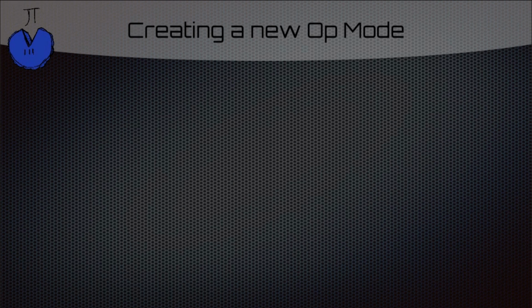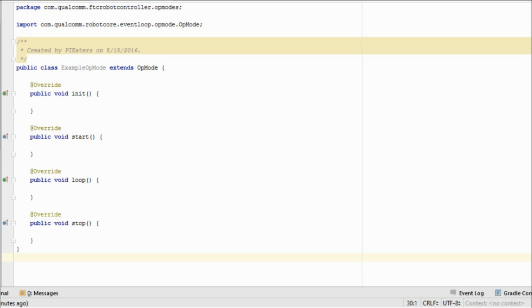Now I'll show you how to create a new opMode. Remember from earlier that an opMode is a set of code to give your robot certain behaviors to do what you want it to. Let's look at an example opMode that I've made. So here's an opMode I've made. It actually currently won't do anything, but it is a good teaching device.